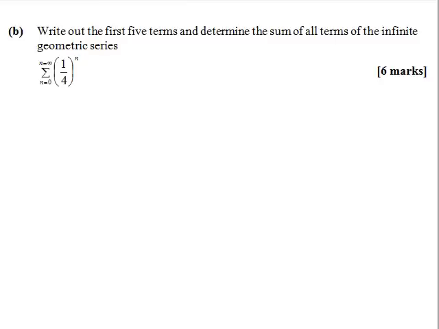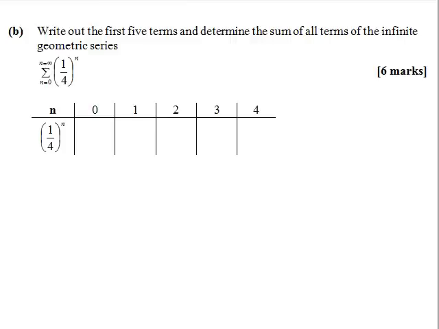Part B, write out the first 5 terms and determine the sum of all terms of the infinite series. Well, let's have a table, as usual. A quarter raised to the 0 power is 1. A quarter raised to the first power is a quarter. A quarter squared is a 16th. A quarter cubed is basically that times that, which is 1 over 64.